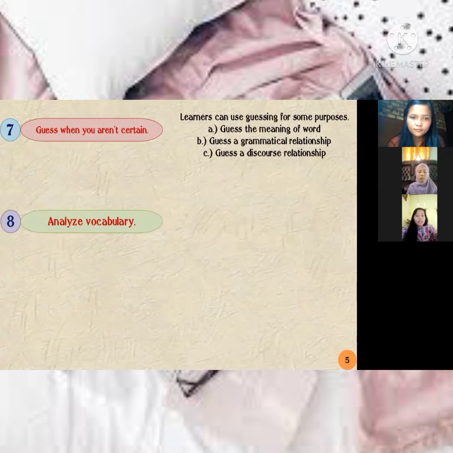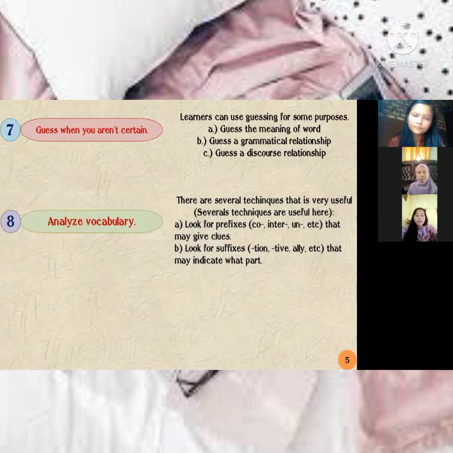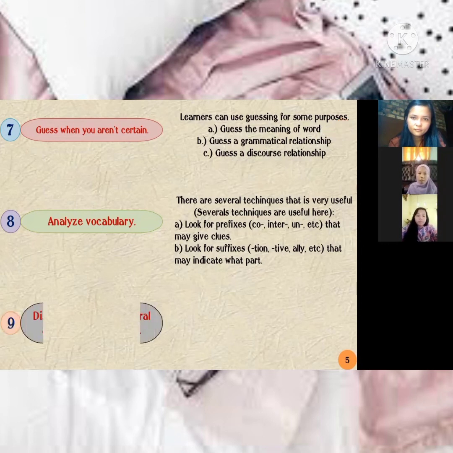Analyze vocabulary. There are several techniques that are very useful. A, look for prefixes and other clues that give hints. B, look for suffixes, such as those of time, type, and others, that may indicate what part of speech a word is.